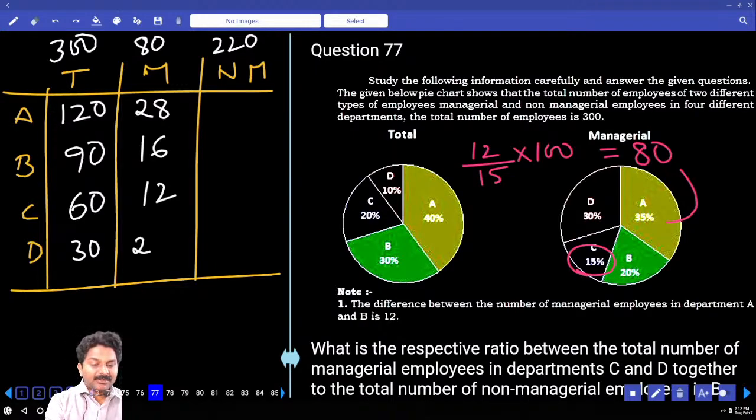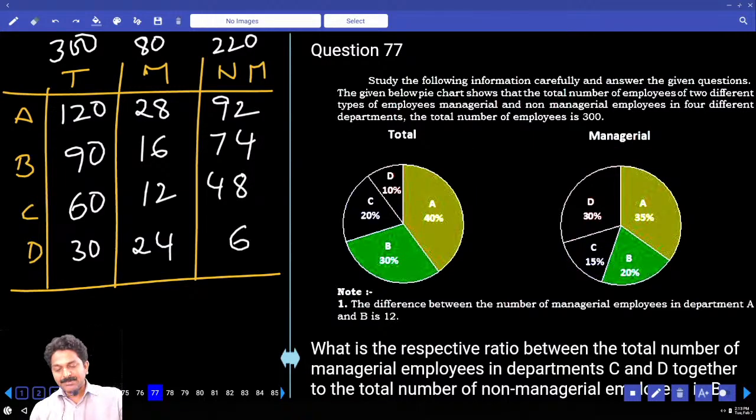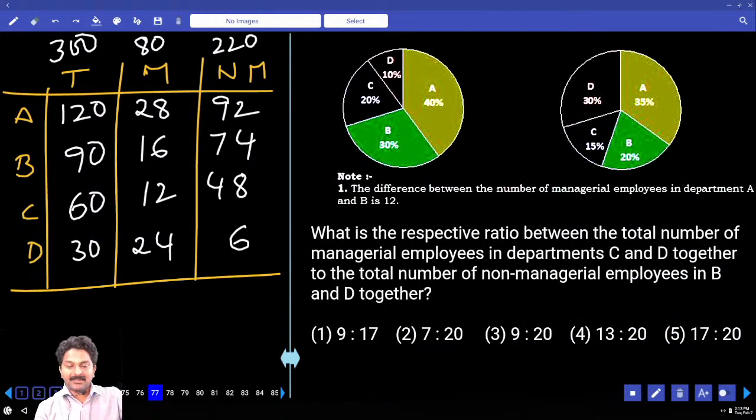15% is 12. 30% is 24. Non-managerial: in A, out of 120, 28 are managers. Remaining 90 are non-managers. 90 minus 16, 74. 60 minus 12, 48. 30 minus 24, 6. The table is prepared. Whatever you want, you can calculate now.